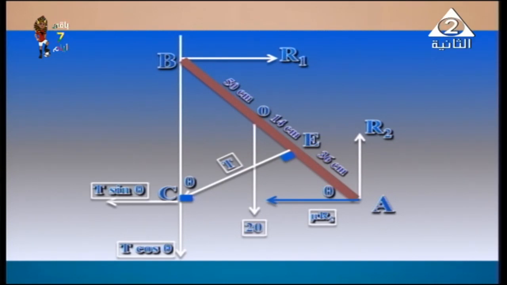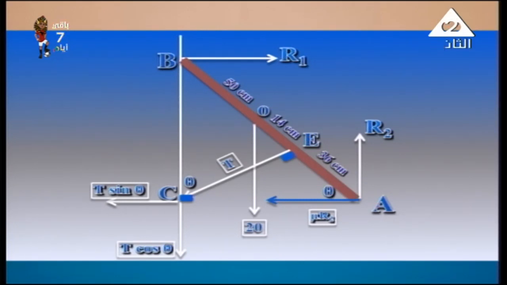We have tension T. The tension, my dear student, has two components. The tension T sine theta in horizontal, T cosine theta in vertical. Then we have three rules: sum of x equals 0, sum of y equals 0, and moment at a point equals 0. We have R1, R2, mu, and tension are unknown.